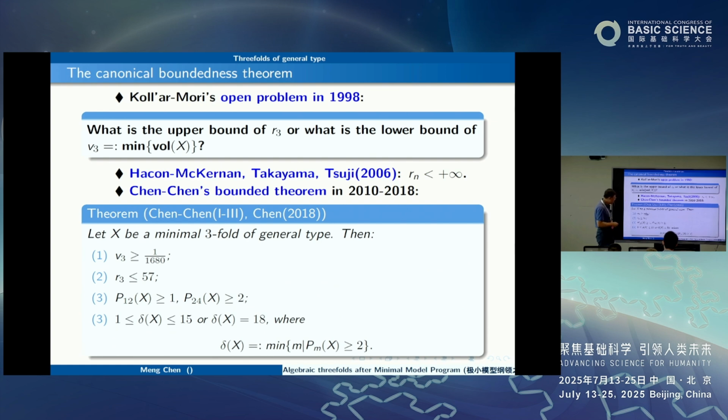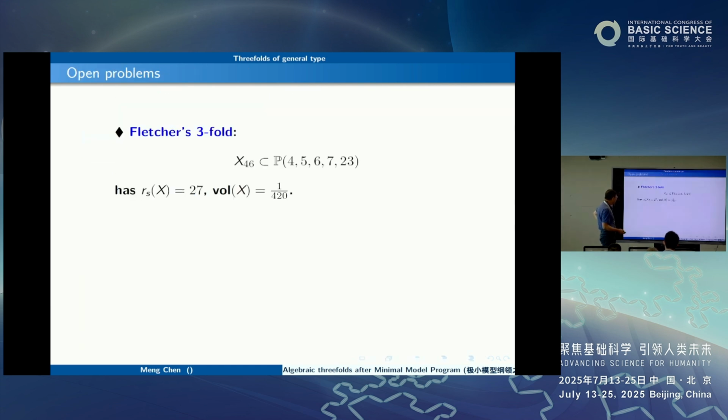But even though this is very effective, so far we cannot finish this work, because it would be better if we could know R3. What is the value of R3? In the surface case, this was the famous work of Bombieri: R2 equals 5. It's very clear. But in the threefold case, it is very complicated and difficult. We hope we can work this out, but it seems we still have some difficulty.